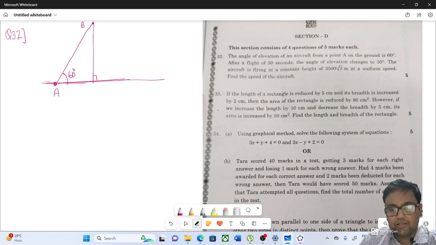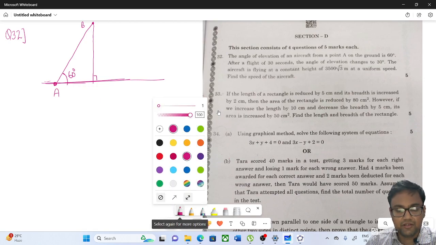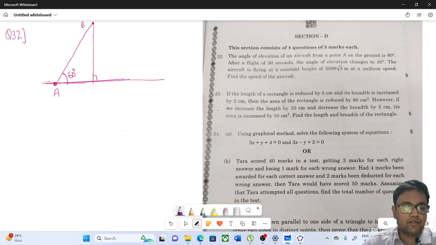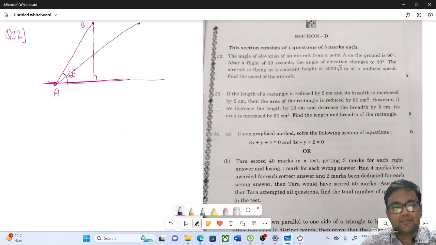After a flight of 30 seconds, the angle of elevation changes to 30 degrees. So now the angle between the horizontal and the line of sight is not so steep. It is 30 degrees only. It has come down from 60 degrees to 30 degrees. What does that mean? The observer now is no longer raising his eyebrows or his head to see the aeroplane as he was doing in the previous case, right?